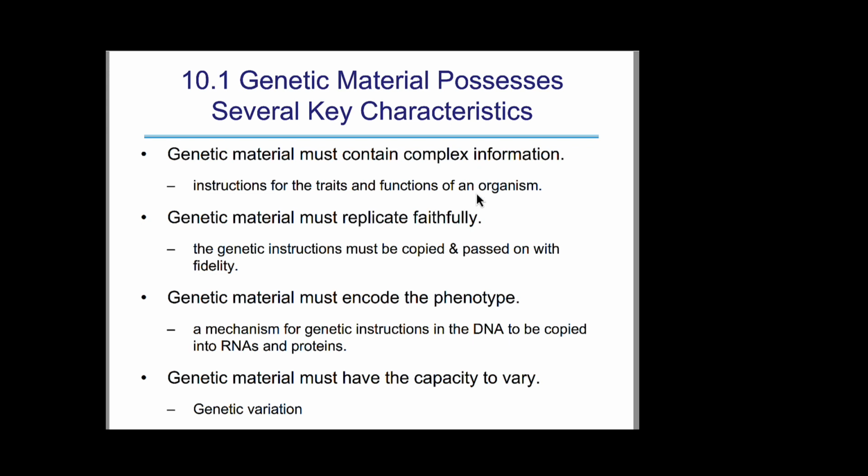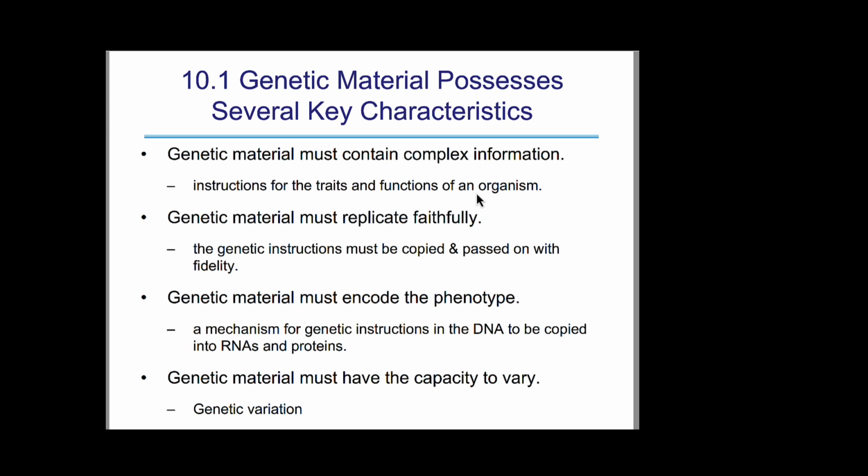So let's talk about some key characteristics of genetic material. Okay, genetic material must contain complex information, instructions for the traits and functions of an organism. So that's what the complex information is referring to, the instructions for traits and functions of an organism. It must also replicate faithfully. That means the genetic instructions must be copied and passed on with fidelity. So it has to be able to be copied and passed on to offspring.